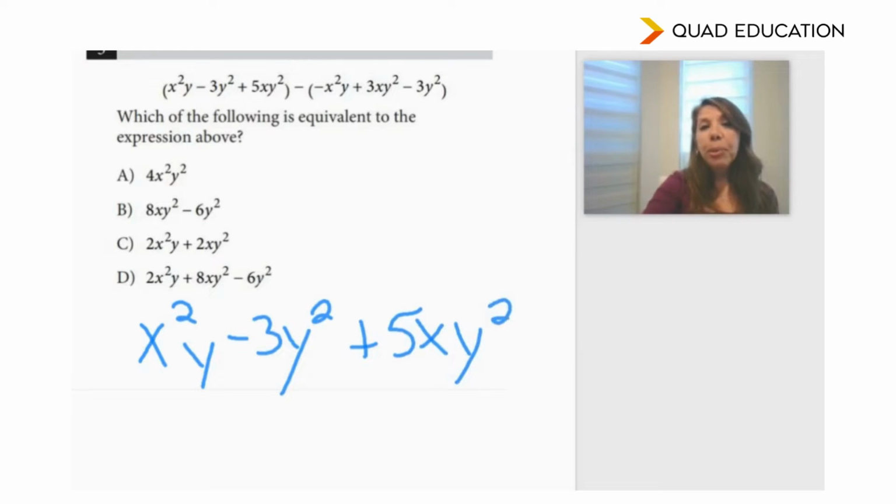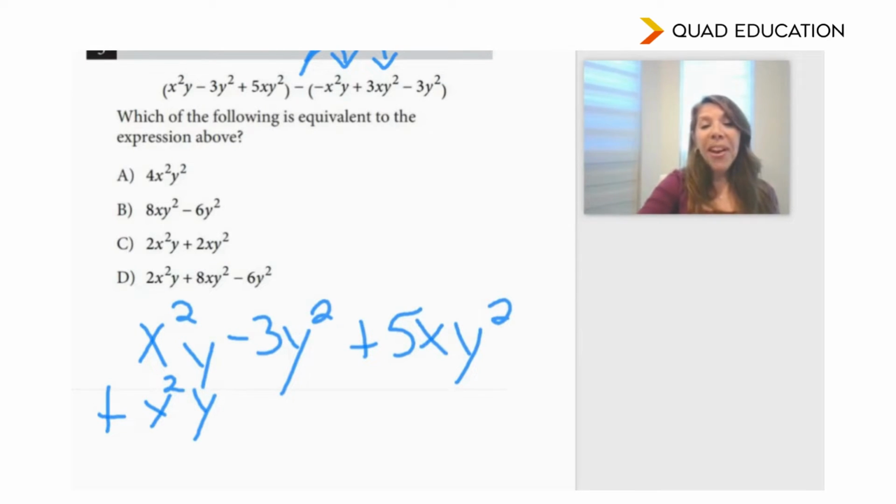Now, after we distribute our negative from subtracting, we want to line up our like terms with each other. So for example, a negative of a negative x squared y becomes a positive x squared y. A negative of a positive 3xy squared becomes a negative 3xy squared.